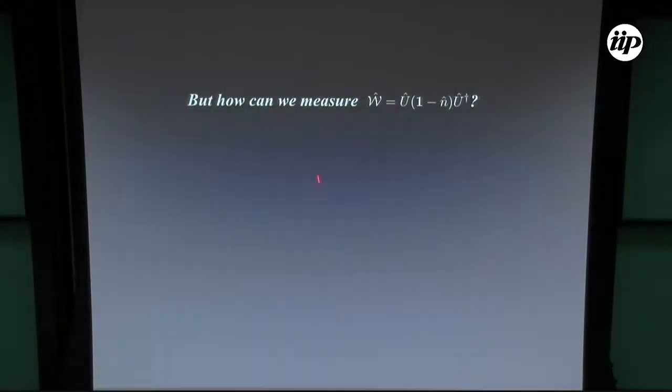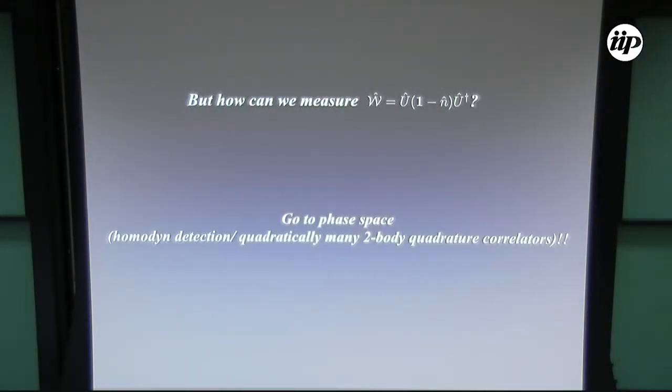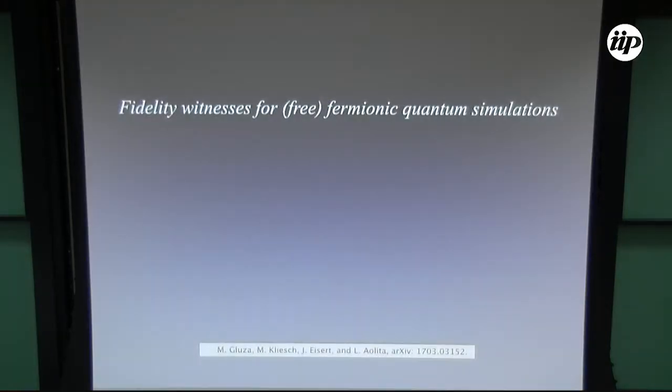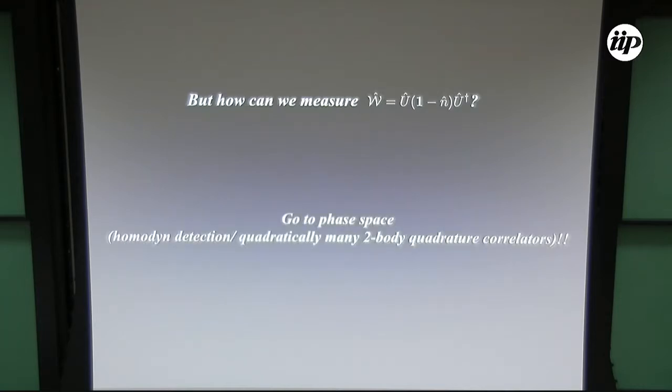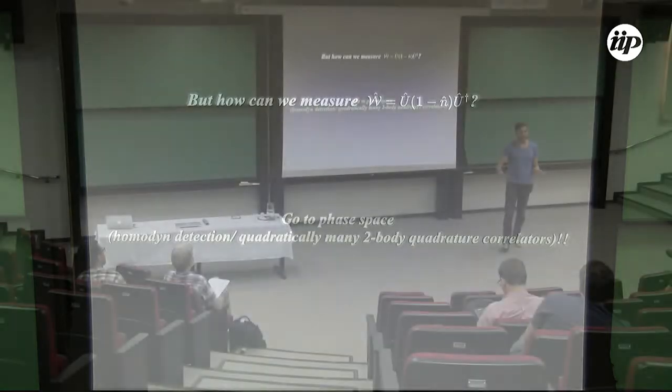There is a question of, okay, how can we measure this? How do you measure it in the lab? You can show that you can measure that by going to the phase space representation. You run something called homodyne detection, and then you can actually measure. You need to measure only quadratically many quadrature correlators, so expectation values of Q of one mode times P of another mode, where Q and P are position and momentum. It's remarkable because you can certify a totally unknown density matrix with only quadratically many measurements, quadratically in the number of modes.